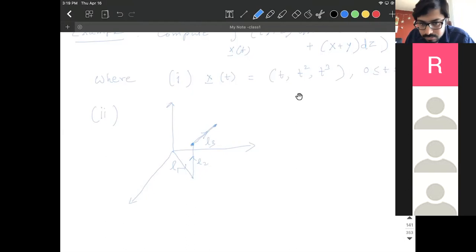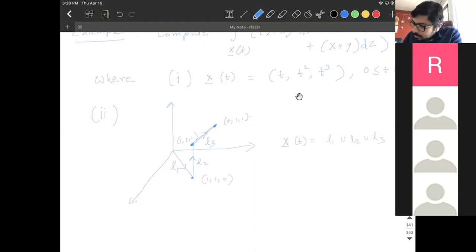And let me give you the point. So this is 1, 1, 0. This is 1, 1, 1. And so this is 0, 1, 1. So these are the 3 points. So in the second case, xt is L1 union L2 union L3. So the union of these 3 parts.